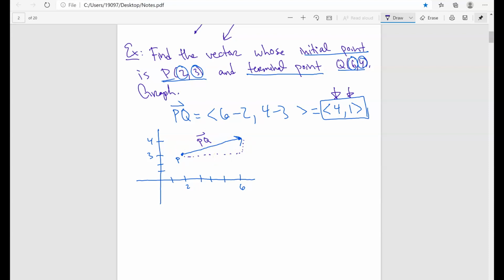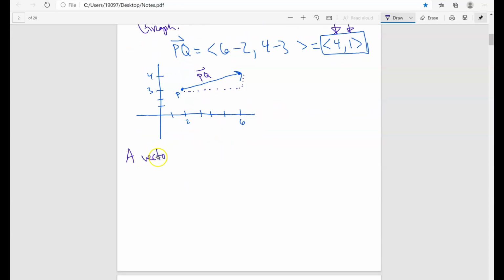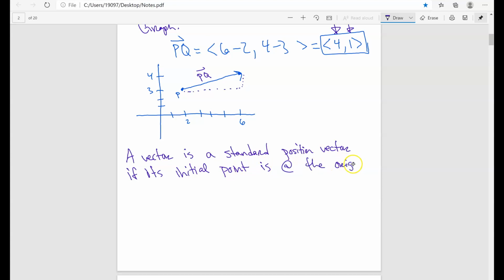Okay, so making vectors is pretty self-explanatory. They're not that difficult to do. But there's something else that we want to talk about. So basically, a vector is a standard position vector if its initial point is at the origin. Okay, so standard position vectors.